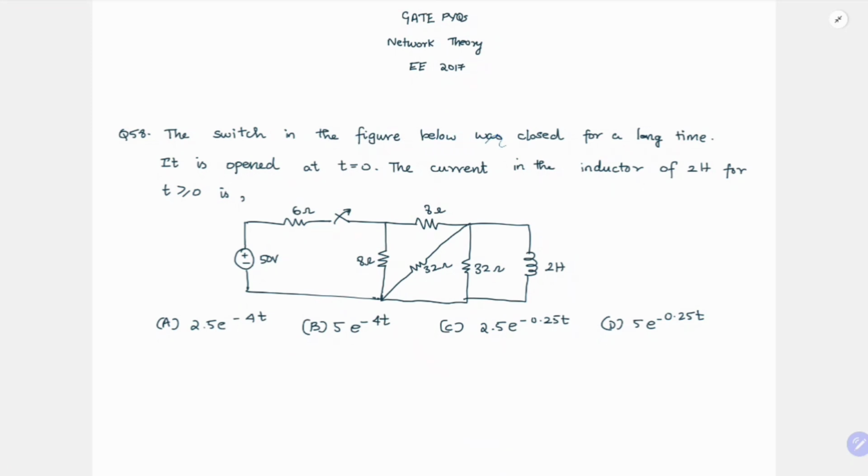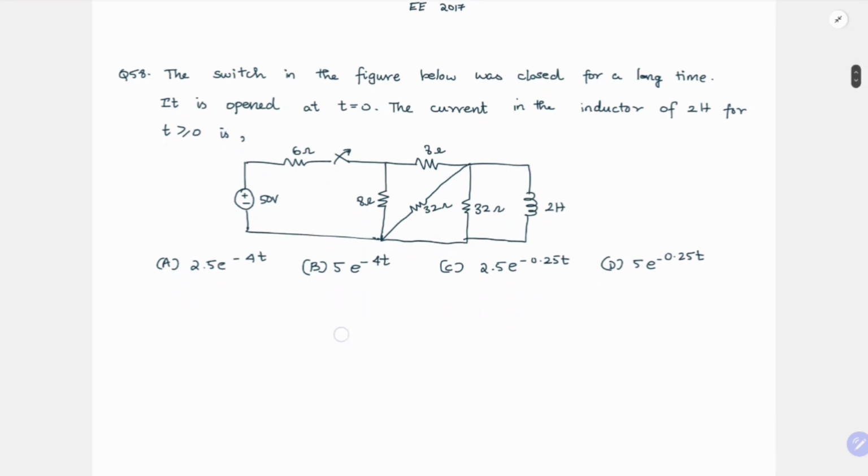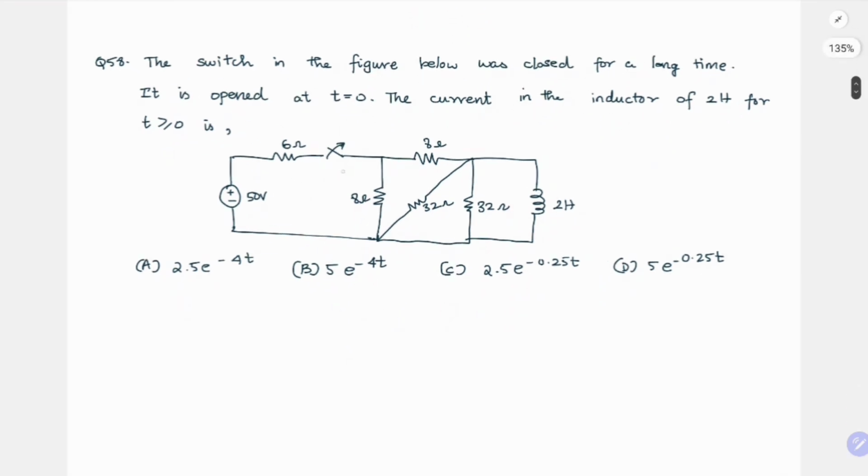The switch in the figure below was closed for a long time. It is opened at t equal to 0. The current in the inductor of 2 Henry for t greater than or equal to 0 is, so they are given 4 options and this is the circuit.